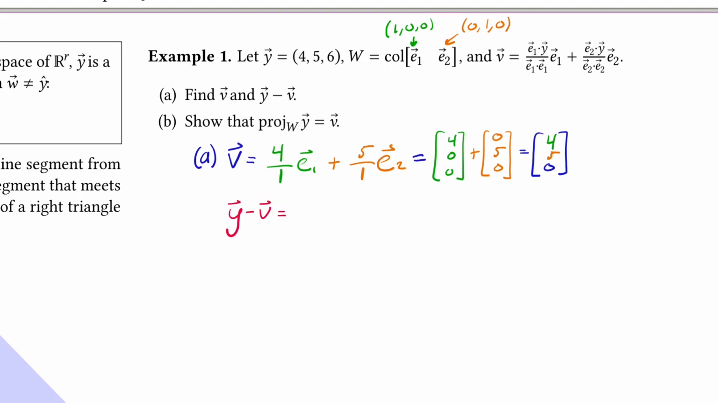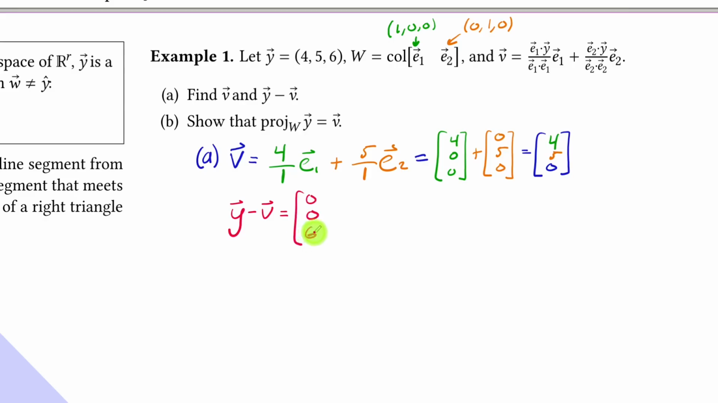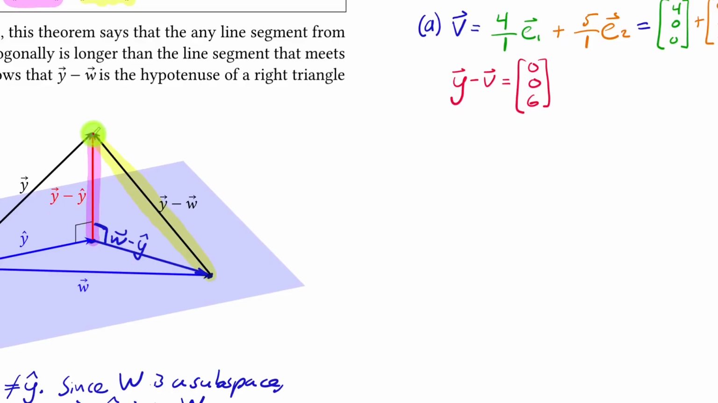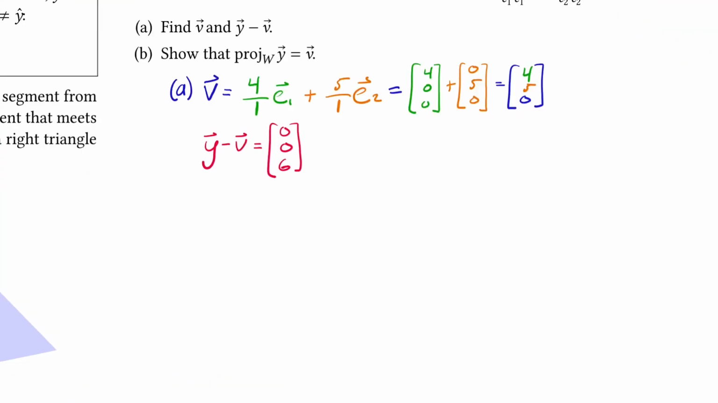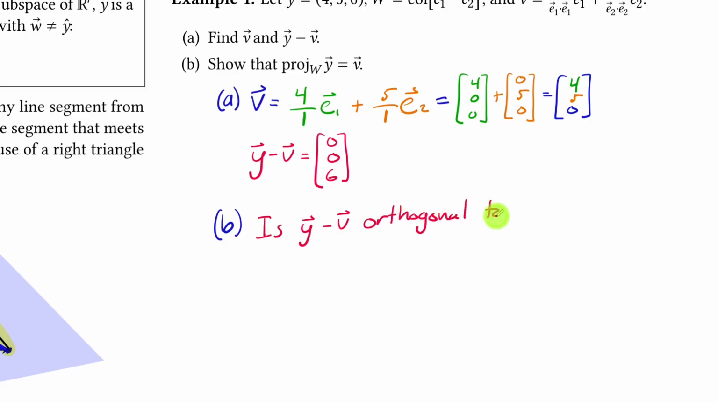That's going to be 4 minus 4 is 0. 5 minus 5 is 0. 6 minus 0 is 6. And yeah, I'm doing that in red because that's like the vector that goes from the subspace W up to y. That's like the orthogonal component of y. That's orthogonal to W.